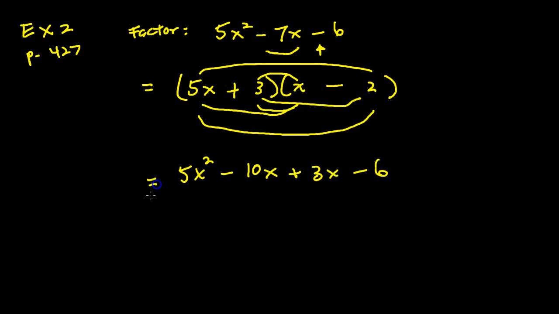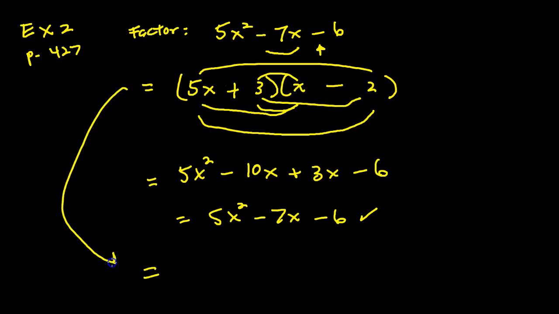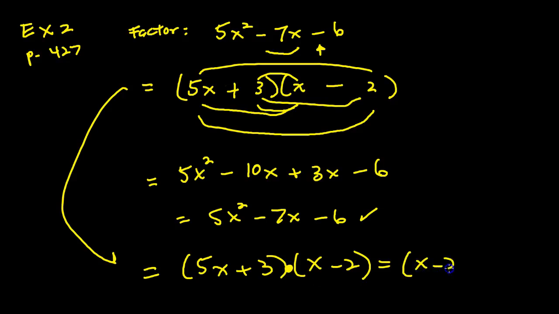So indeed, this does check out. If you combine the inner and outer products, they are like terms, and indeed I do get what I need. This answer checks. So the final answer here on that second line is 5x plus 3 times x minus 2. And again, multiplication is commutative. You can't change the position within parentheses, but certainly I can change the order of the parentheses here for an equivalent commutative answer.